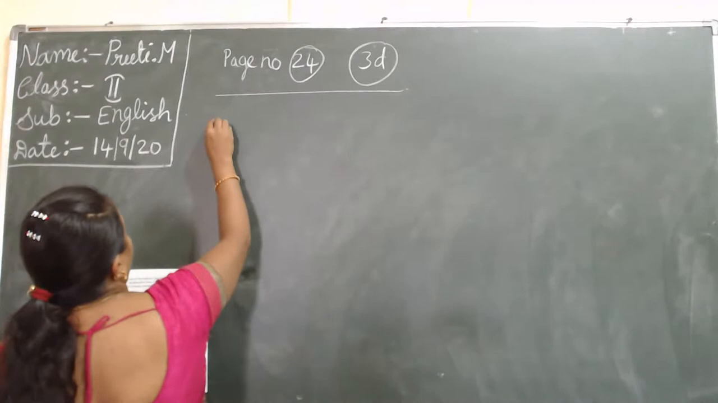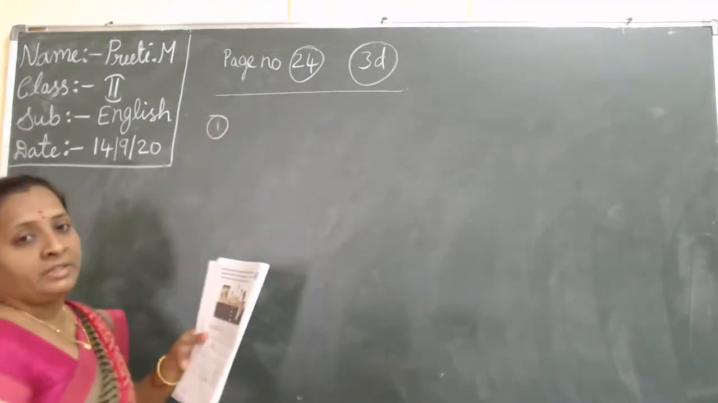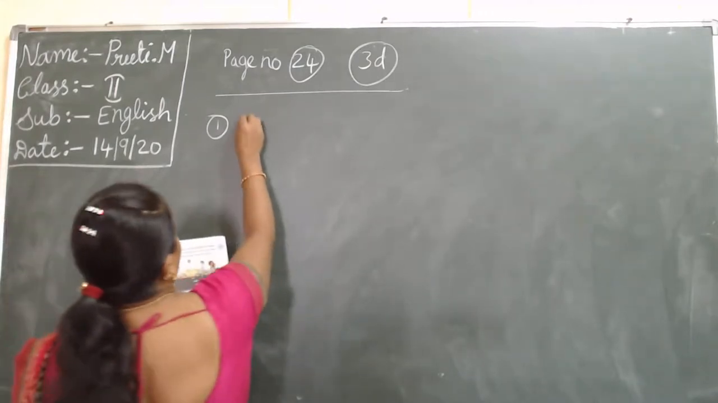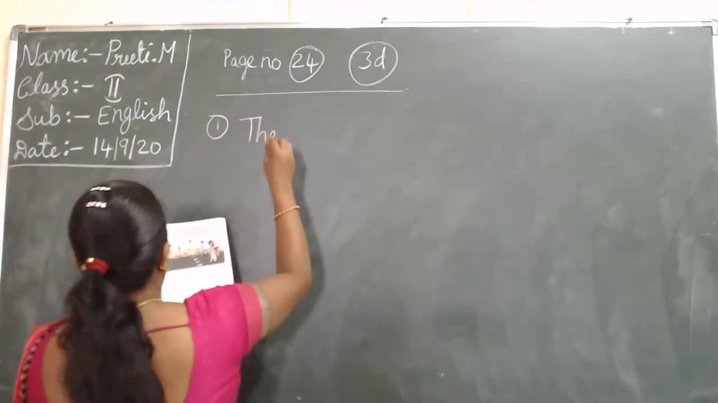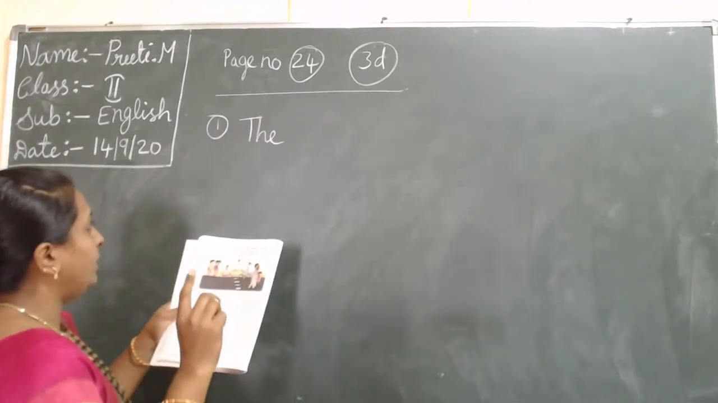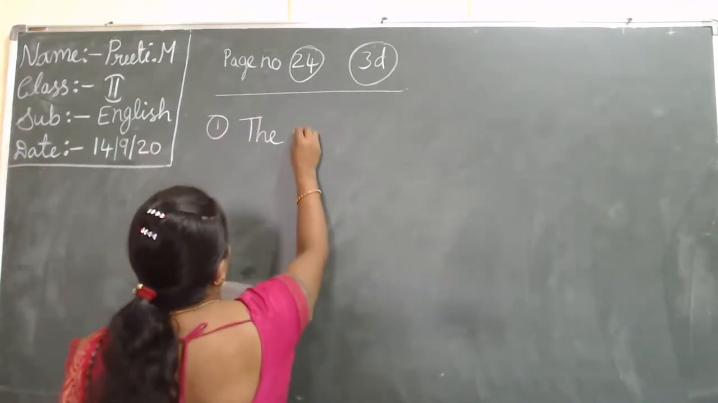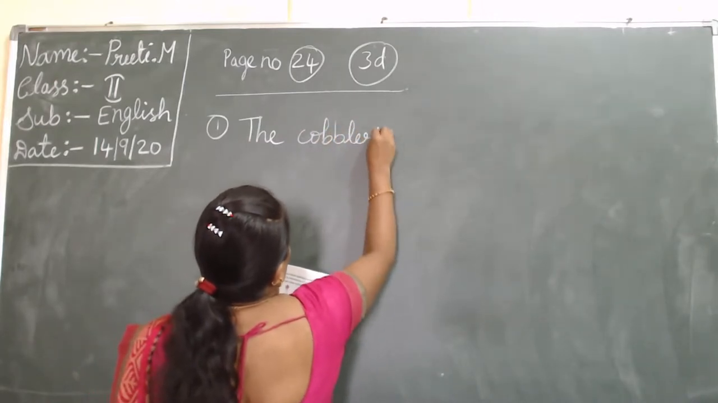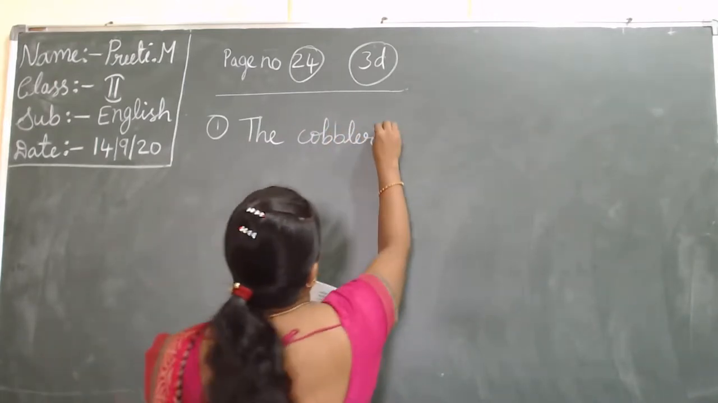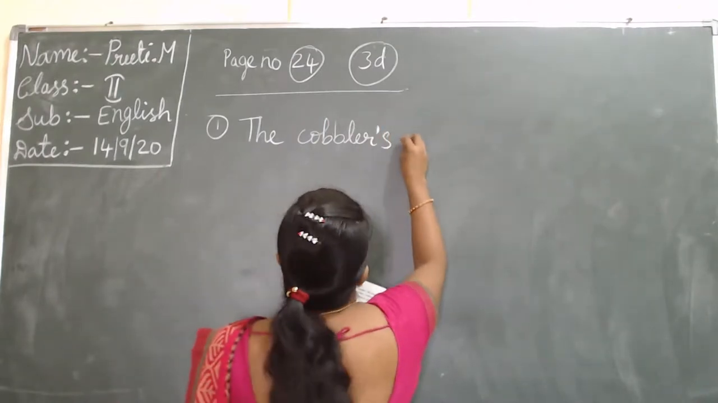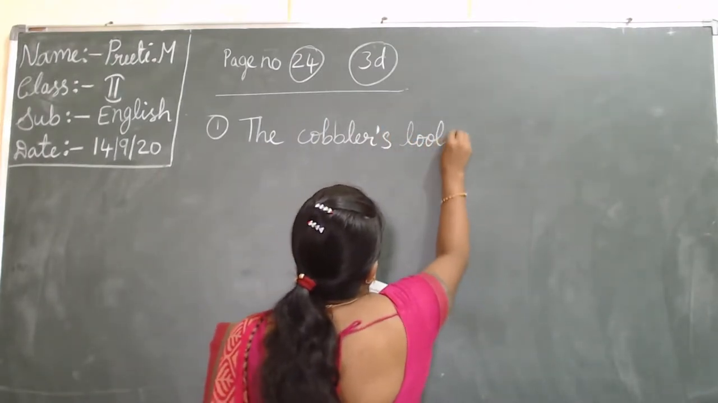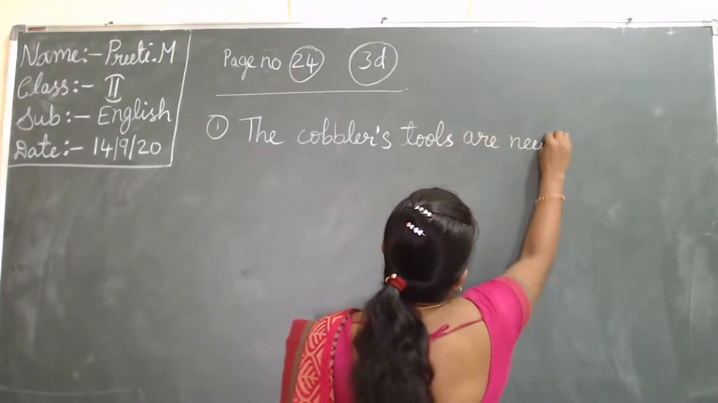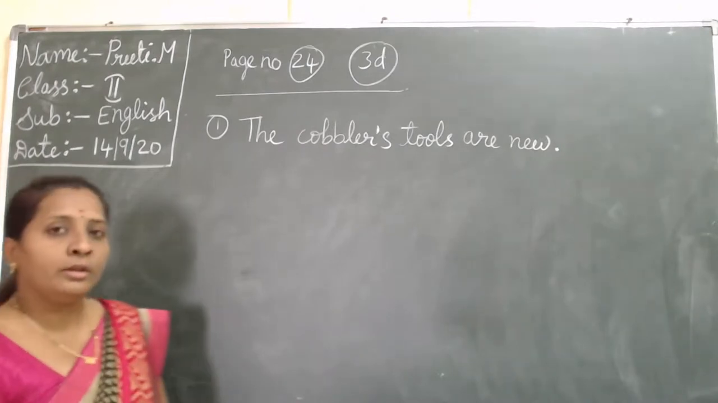Second one, what can you write? Be ready with your pencil and write down in your companion book, children. Already one example they have given. Now the first one, you should write the cobbler apostrophe S, cobbler's tools are new. Tools are new.